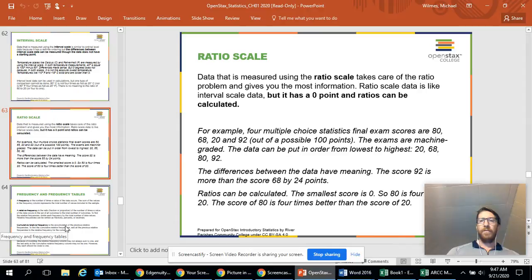So for example, if you score 80, 68, 20, 92 on a possible 100 points on a final exam, the exams can be put in order. The differences have meaning. So between 92 and 68, we know more about what that means. We also know like a score of 80 is 4 times a score of 20 because this test had a balance, a leveling off point of 0.